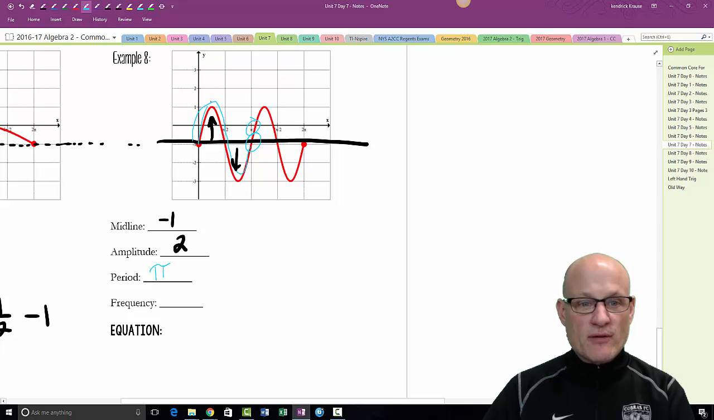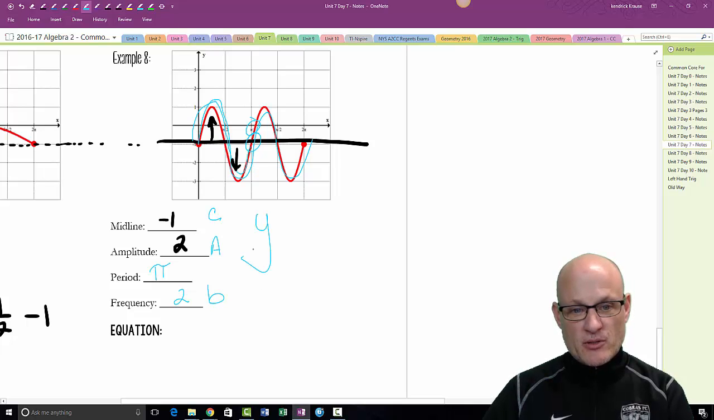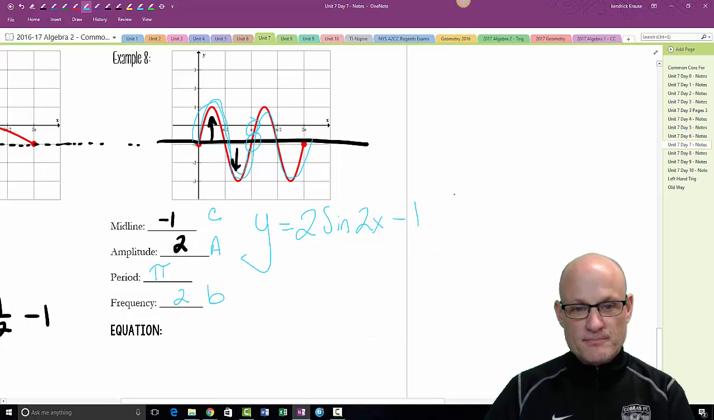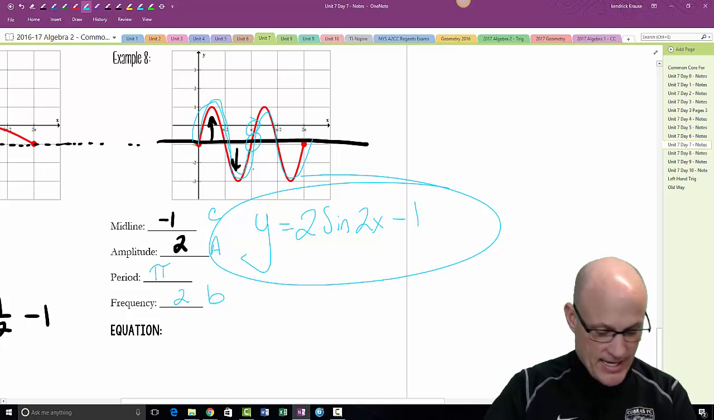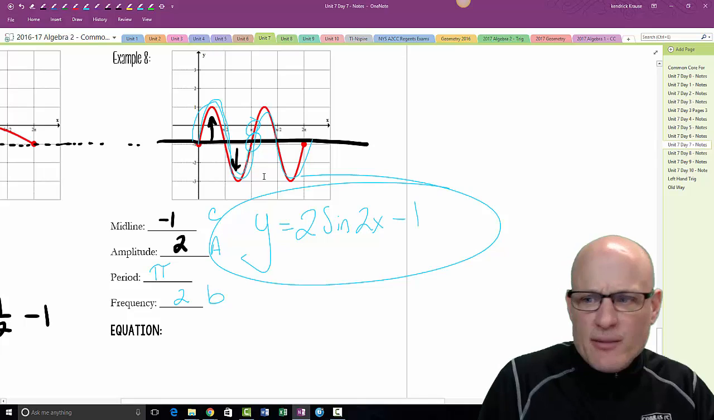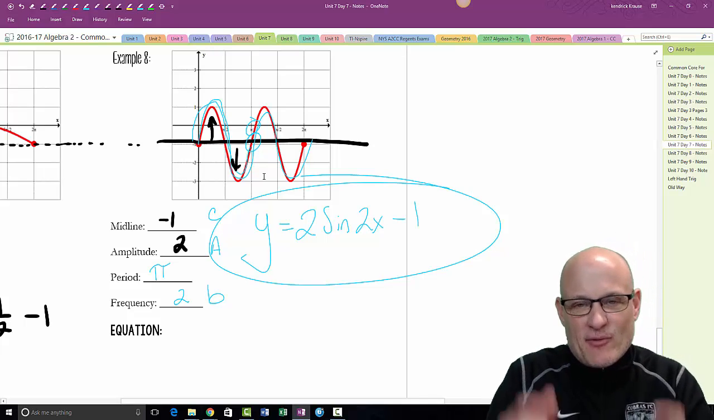How many full curves do I finish in 2 pi? Oh, I finished 2. Remember, midline is C, amplitude is A, and the frequency is B. So my equation for this one is going to be y equals, we went up first, so it's positive, 2 sine 2x, and then the midline, -1. And that's all she wrote. That's it for 7.7.